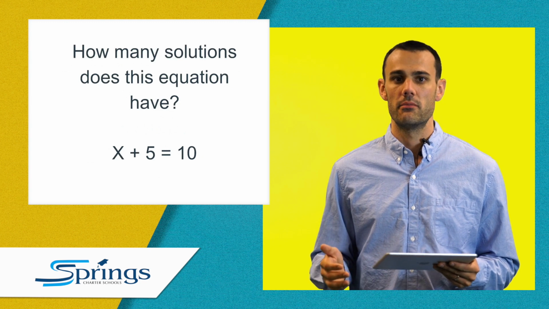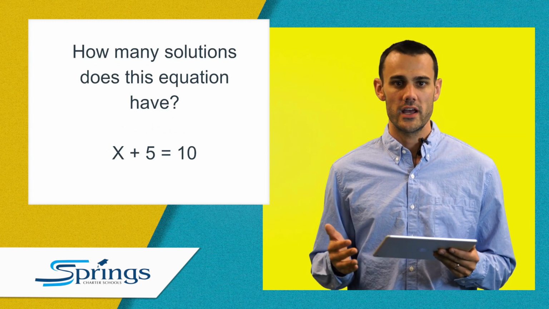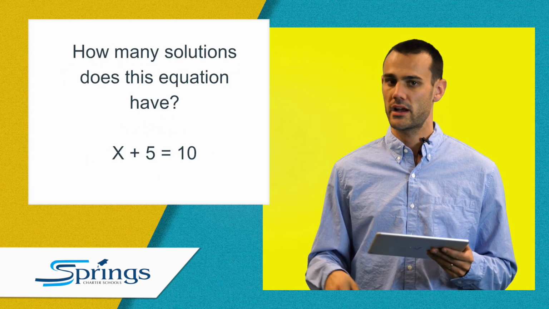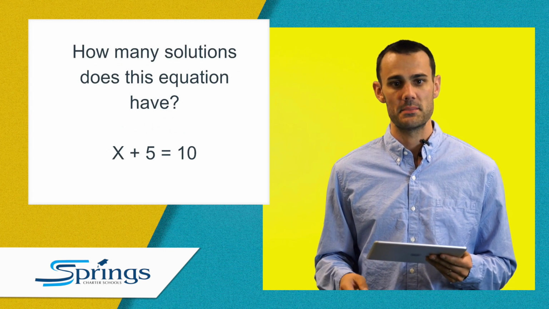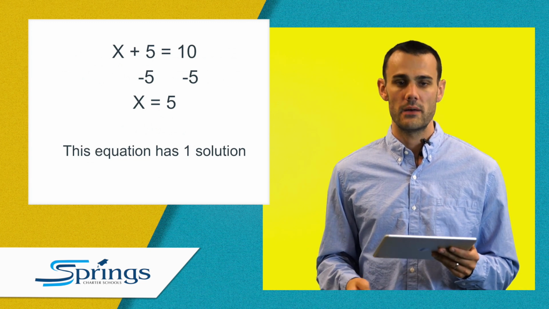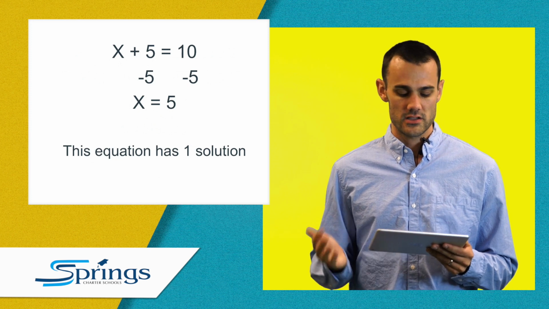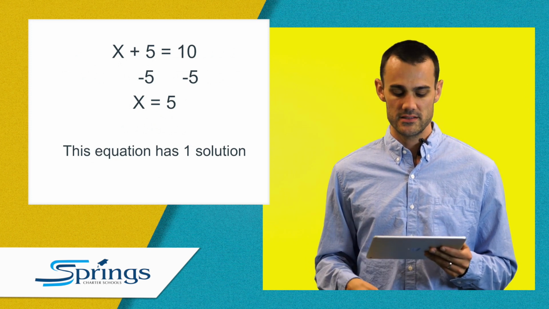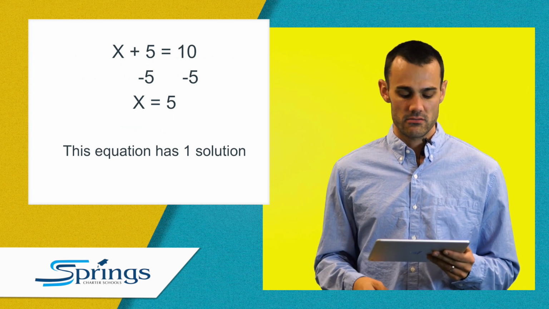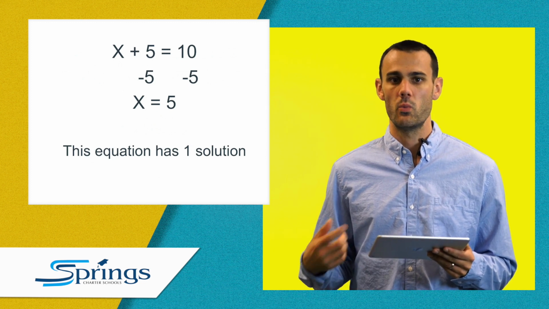So here's another problem we can look at. x plus 5 equals 10. We're going to solve for the variable x and see what kind of answer we get, and then decide what type of solution we have. So x plus 5 equals 10. I'm going to get all my variables on one side and all the numbers on the other, so I'm going to subtract 5 from both sides. This is a one-step equation, so now we have the answer of x equals 5. And again, we can say this equation has one solution.